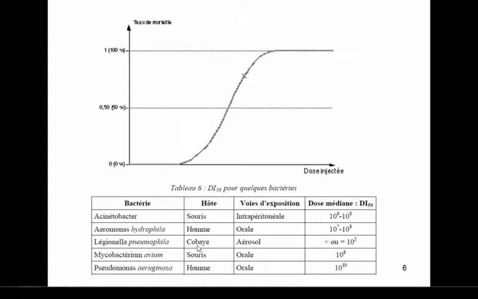Guinea pig. Okay, if a guinea pig inhales 100 bacteria here, it will get infected. So the bacteria are highly infectious. If the ID50 is very, very high, the bacteria are not very infectious. Everybody understand this?